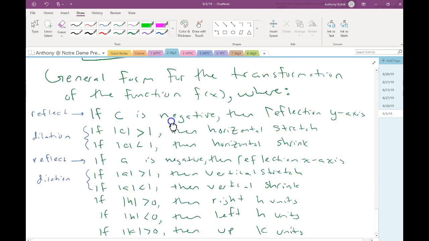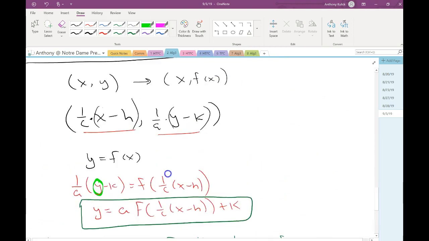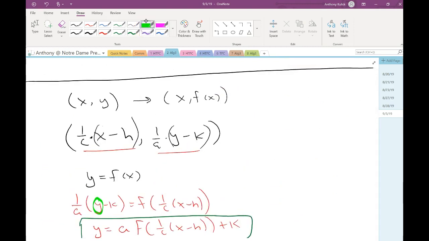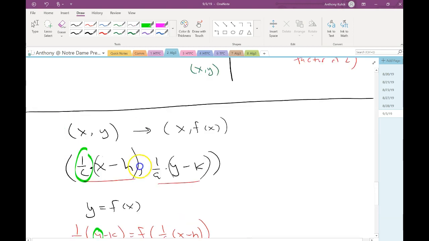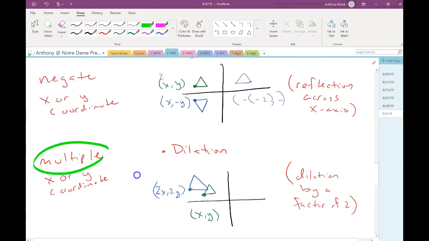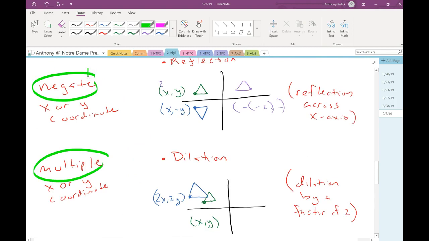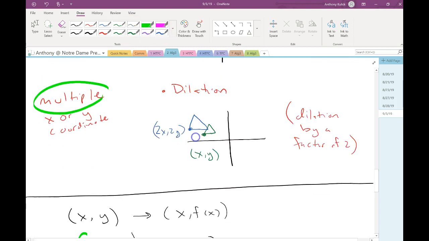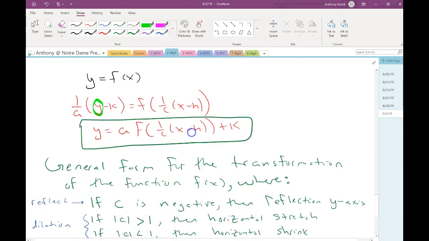Because remember, what is C doing if we went all the way back and looked? C is multiplying the x-coordinate, right? Which is what happens when we do a dilation and when we do a negation. Those are both things that happen to the x-coordinate. So that's what C is doing.